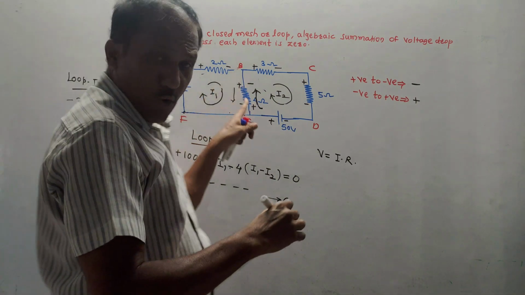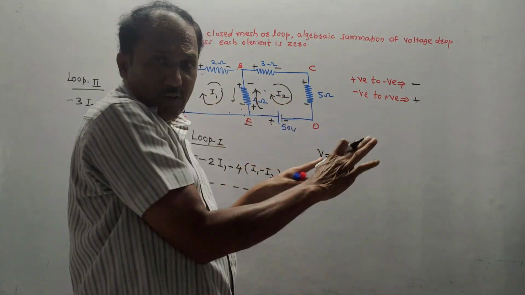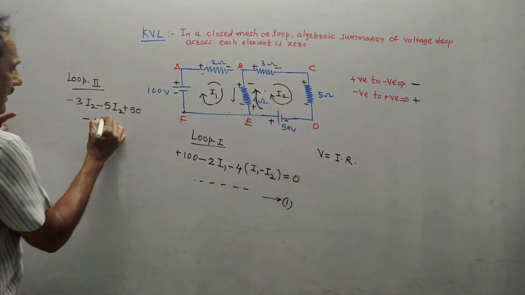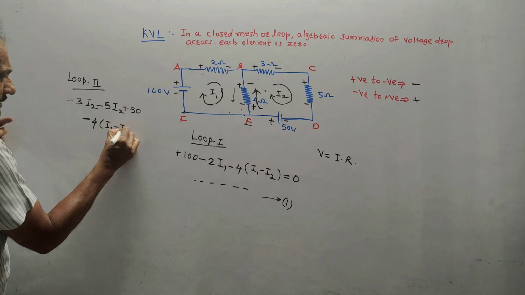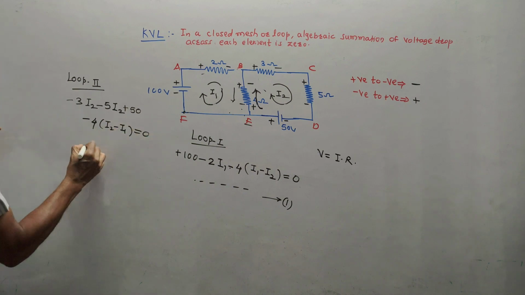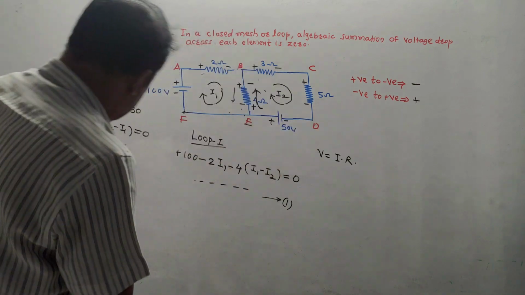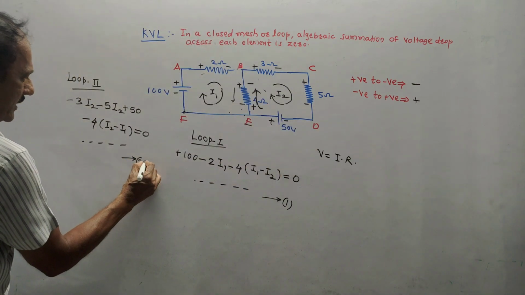Now, through this 4 ohm, both the currents I1 and I2 are flowing. Just now I explained the rule to you. Since you are in loop 2, write it as I2 minus I1. Equate it to 0. Again, simplify this equation, with I1 and I2 on one side and constants on the other side. Give some equation number, say 2.